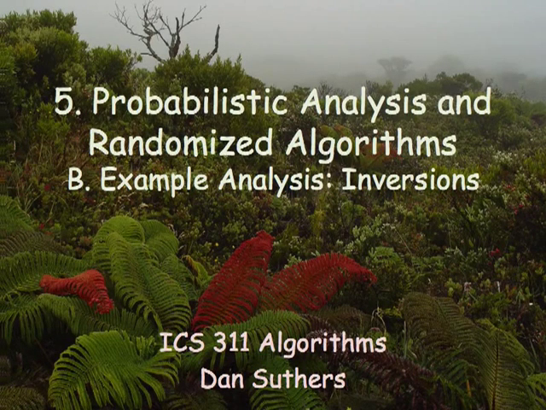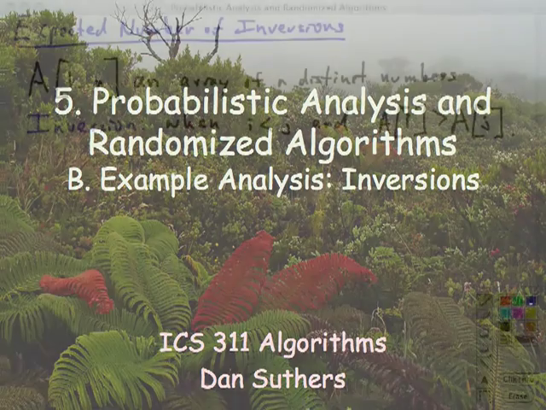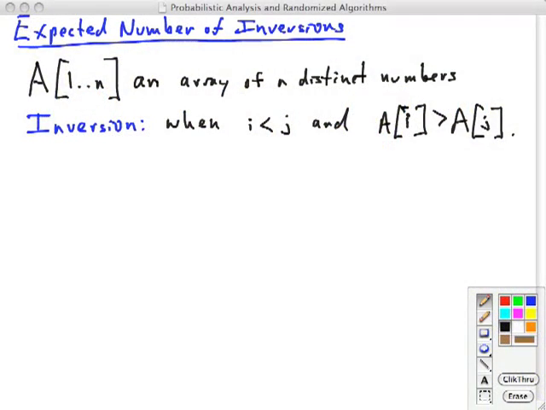Now let's look at a slightly more complicated example, that of the expected number of inversions in a sequence of keys to be sorted. Suppose we have an array A from 1 to n of n distinct numbers. We can actually generalize this to non-distinct numbers, but the analysis is much easier if we assume distinct numbers.